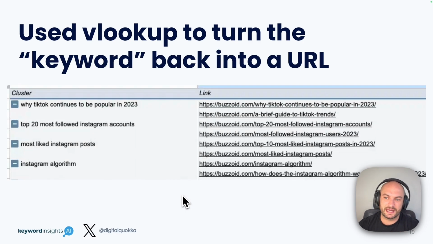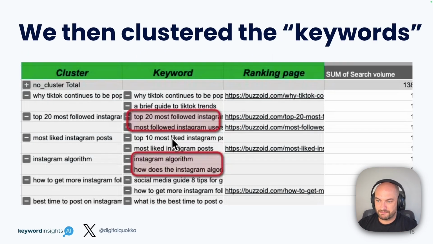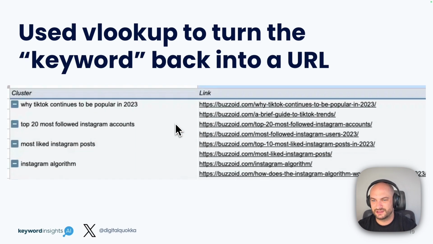Of course, we wanted to turn this keyword back into a URL. And so we just did a bit of VLOOKUP magic in Excel, and voila, we have all the URLs, all the keywords sent back into the URL so that we could send this to a developer really quickly so that they could work out which ones need to be merged.